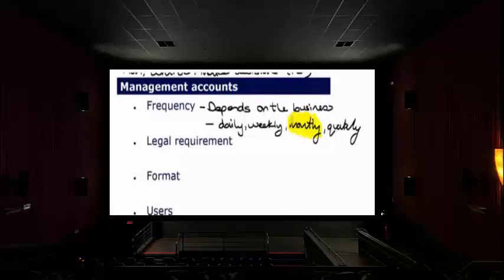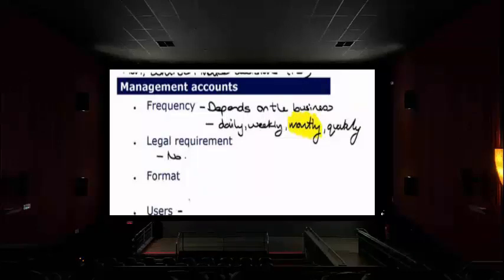So then we've got to ask ourselves, well, is it required by the law to prepare management accounts, budgets and analysis? Well, the answer to that is no. There is no legal requirement to prepare management accounts. Why? Because they're prepared internally. They're never going to be seen by customers, suppliers, shareholders, etc. They are only going to be prepared for people internal to the business.